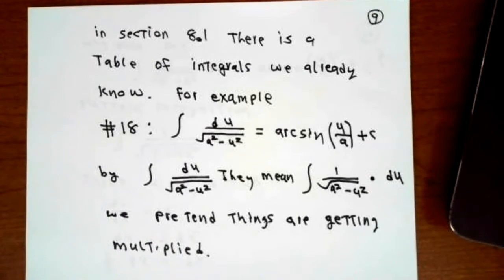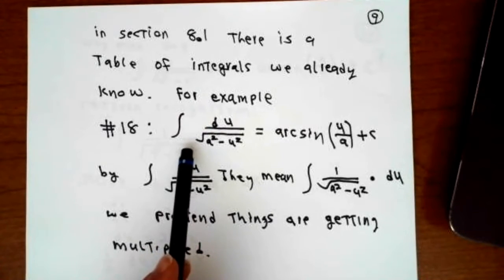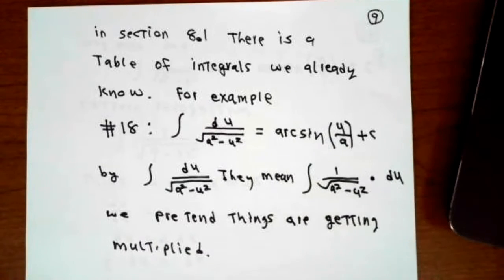In section 8.1, there is a table of integrals that we're already supposed to know about. Now, I'm not allowed to show that in this video because of copyright reasons, so if you have the textbook, look in section 8.1 and you'll see a long list of integration facts that we're supposed to already be familiar with from Calculus 1. One of them, number 18 on the list, is written as integral of du over radical a squared minus u squared is arcsine of u over a plus a constant.